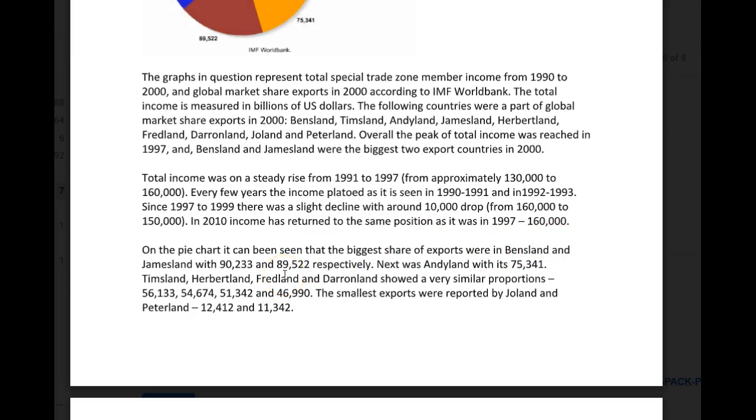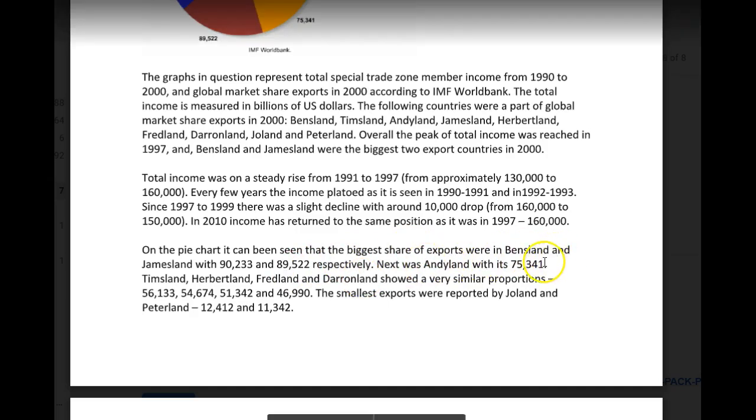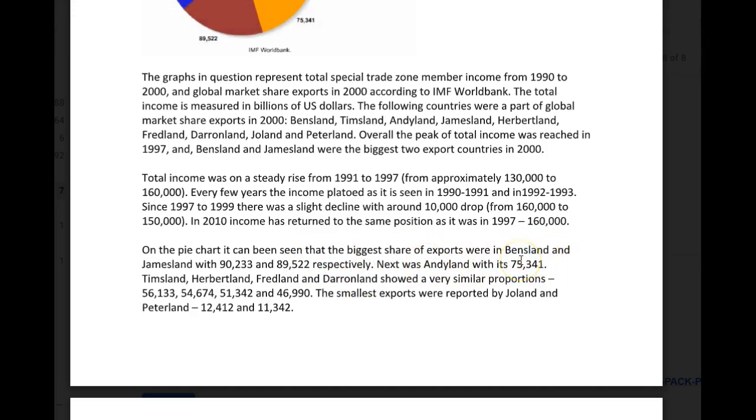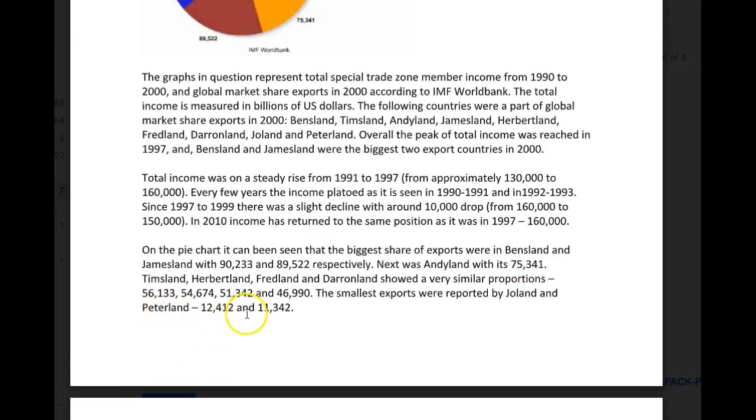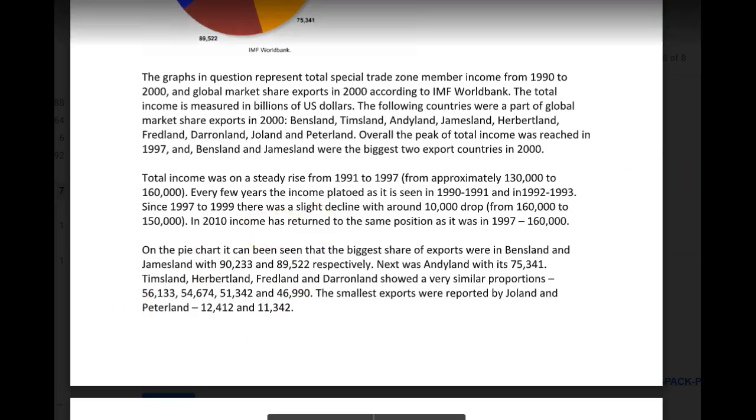And then fine with this as well, okay, because this is a figure that's appropriate. It's a figure all on its own. Then what you might have done is talk about Joland and Peterland being the lowest, and just say that they were around 12,000, okay? And then, since you've already mentioned the countries, you could have just said the remaining countries all ranged between 46 and 56,000, and then you're out of there. Okay, that's probably one of the things you could have done.